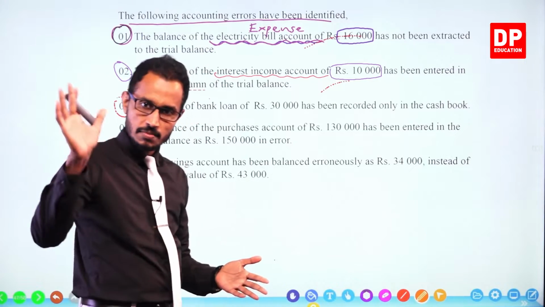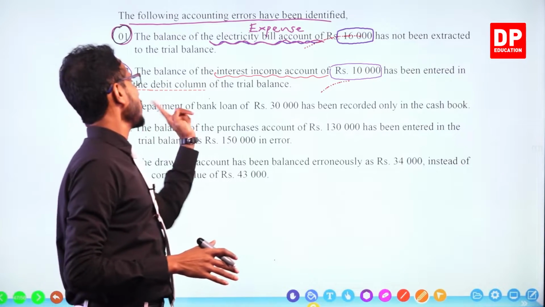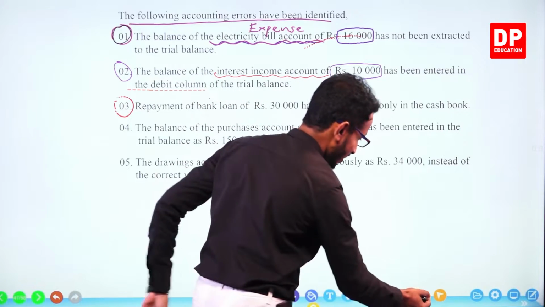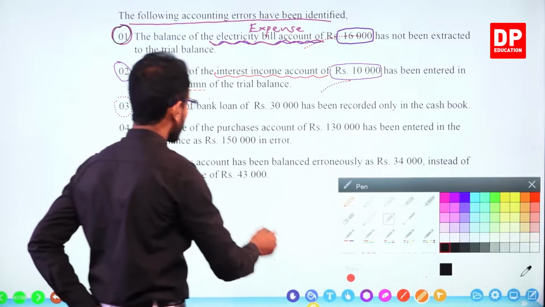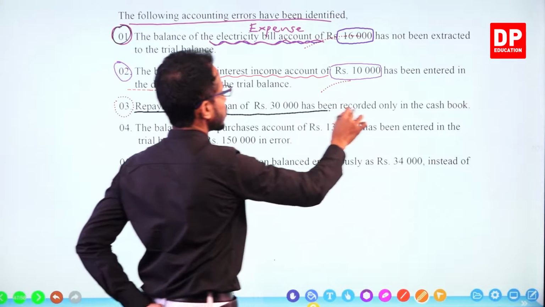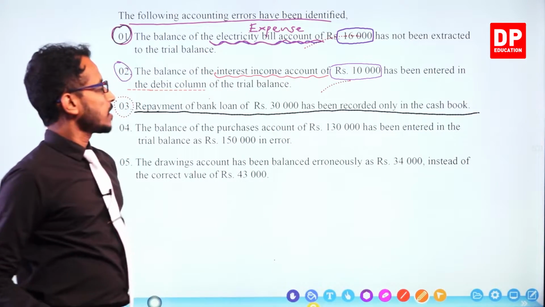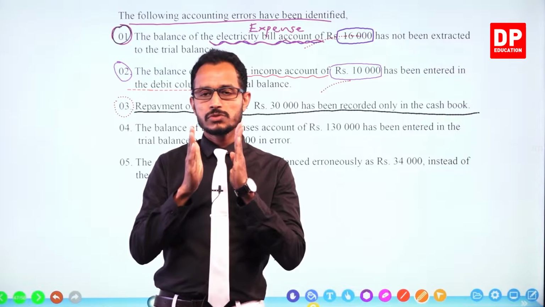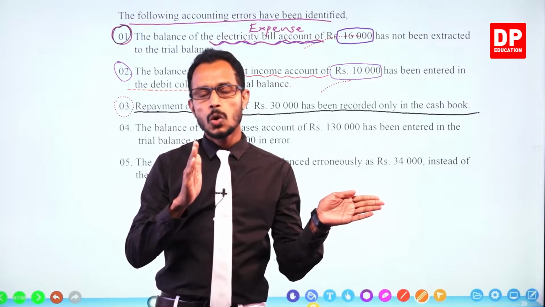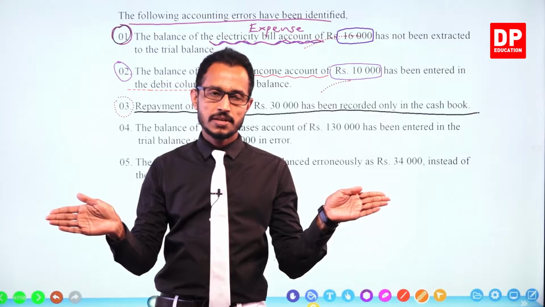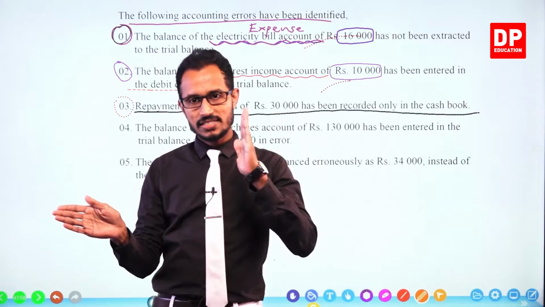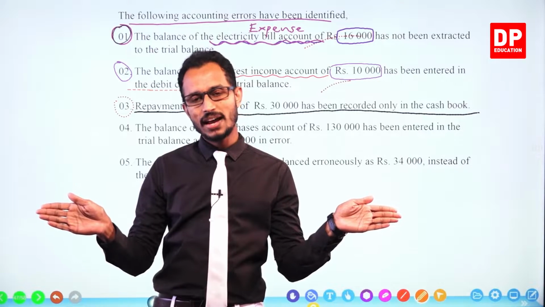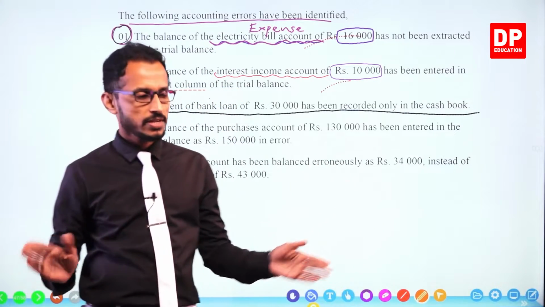Okay, back to work. Repayment of bank loan 30,000 has been recorded only in the cash book. We paid for the bank loan 30,000. Cash going out, so cash credit. Bank loan account debit, because bank loan is decreasing, liability decreasing, debit. Cash credit, bank loan debit.